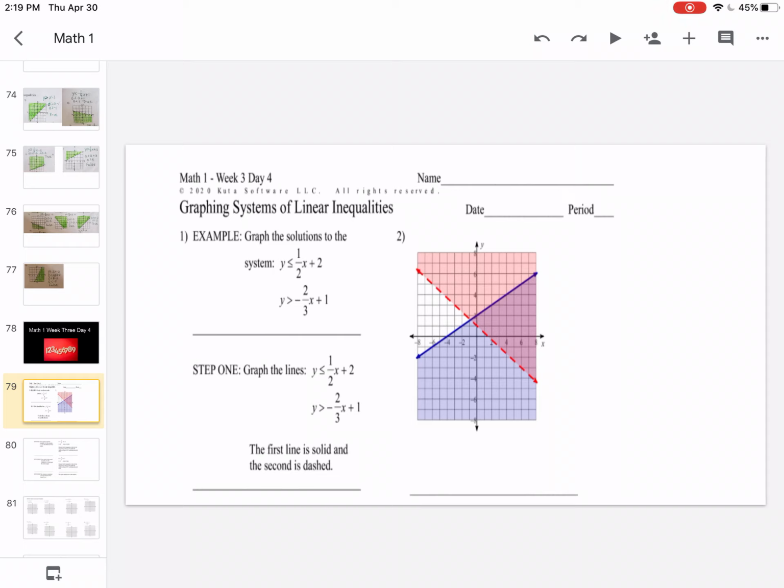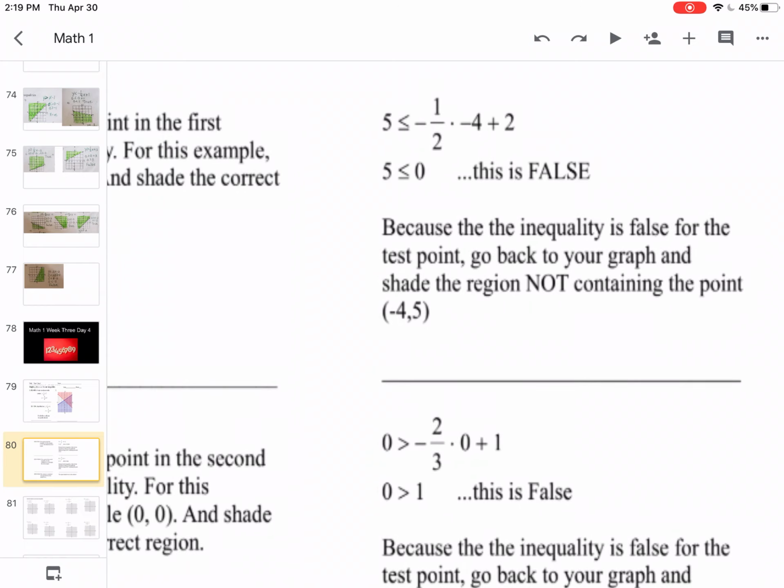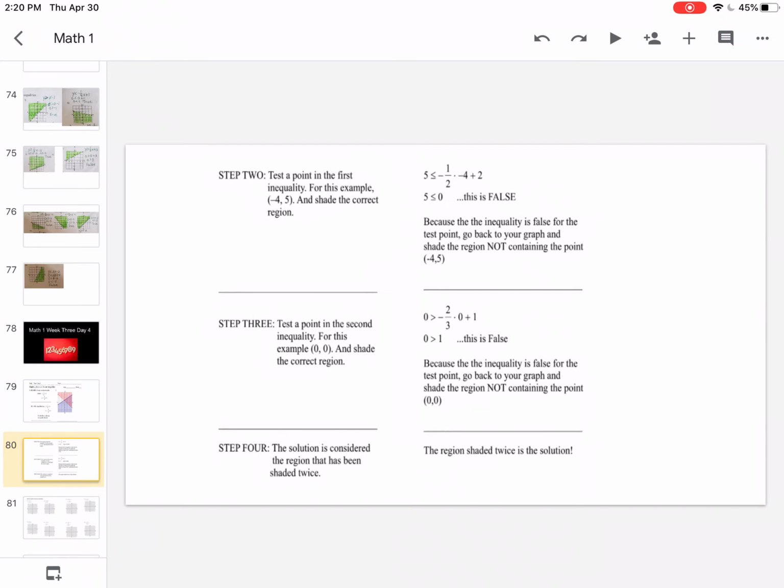So the lines are graphed. It says the first line is solid and the second is dashed. And remember, it's dashed because it doesn't have the line underneath it. Step 2, test a point in the first inequality for this example. They used negative 4 and 5. Remember that negative 4 is your x and 5 is your y. It's easy to get those mixed up. But you can see here that they put the 5 in for y, and the negative 4 in for x. So you're going to see, is that true or false?